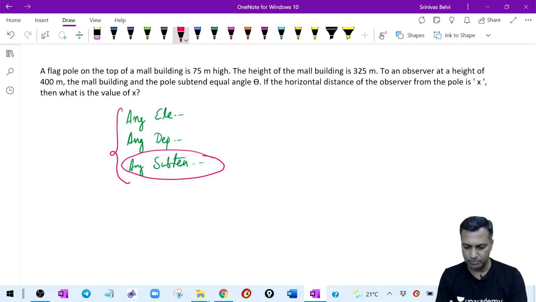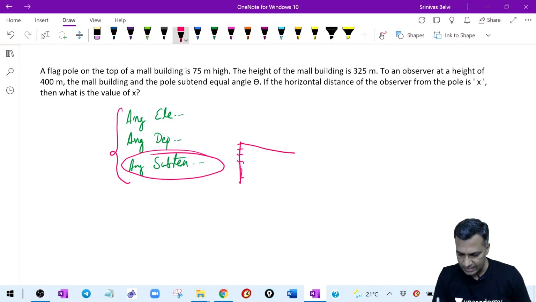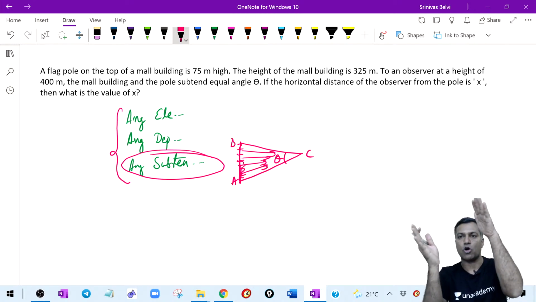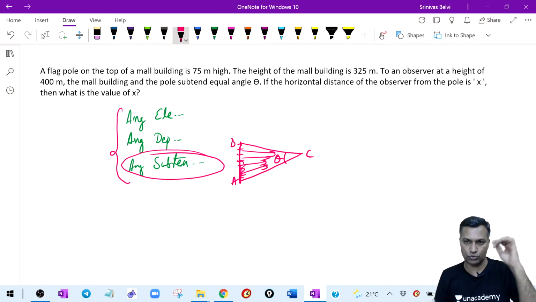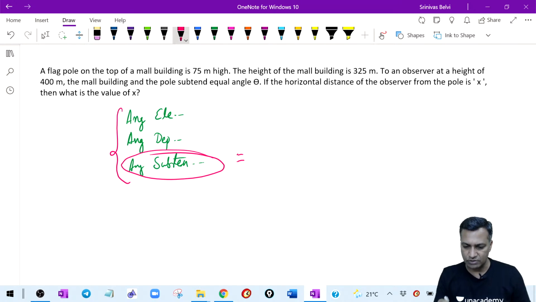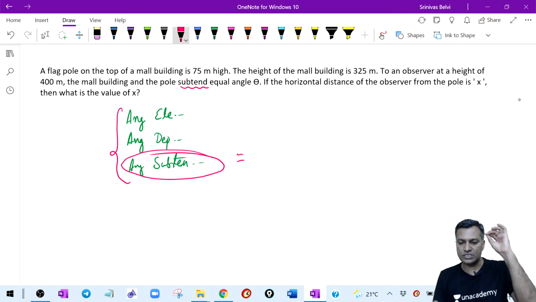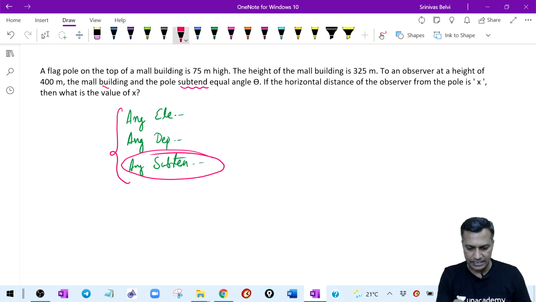Generally people falter whenever the question comes on angle subtended. Whenever an angle is subtended, there will be a position, and this will create an angle theta here. Angle subtended means this whole thing AB subtends an angle theta at C. This is what we mean by an angle being subtended by an object at a particular point. Here, the building subtends an equal angle, and the pole also subtends an equal angle.